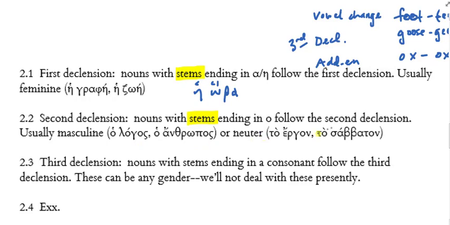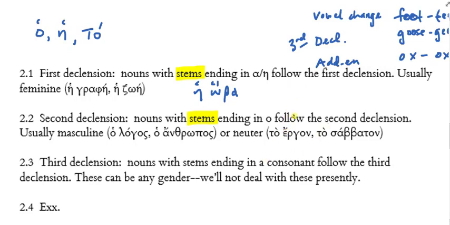The neuter forms, everybody, to ergon is what? The work, good, and to sabbaton. What do you think that is? The Sabbath. So the article form to is neuter. Okay? So my basic article forms that are singular and nominative are ho, he, and to. Okay? Masculine, feminine, neuter.